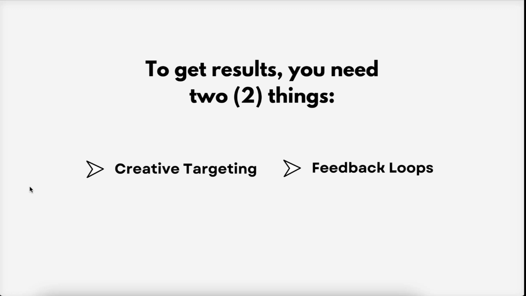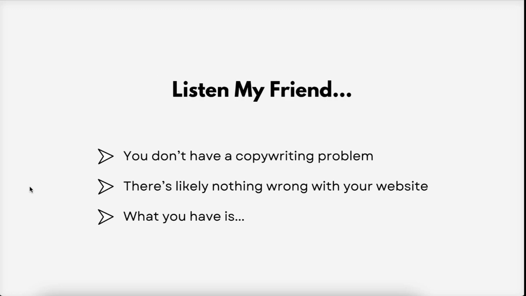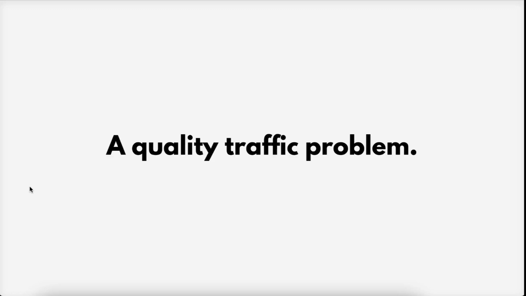Now, most advertisers either don't know how to make creatives for the algorithm or simply don't know how to feed the machine on a dime's budget. Either way, their ads get shown to the wrong people, they get a bunch of unqualified visitors and leads, and then wonder why they never convert, even on sales pages and e-commerce product pages that were converting before. Listen, my friend, you don't have a copywriting problem. There's likely nothing wrong with your website. What you have is a quality traffic problem. I suffered inexplicable difficulty because of this.